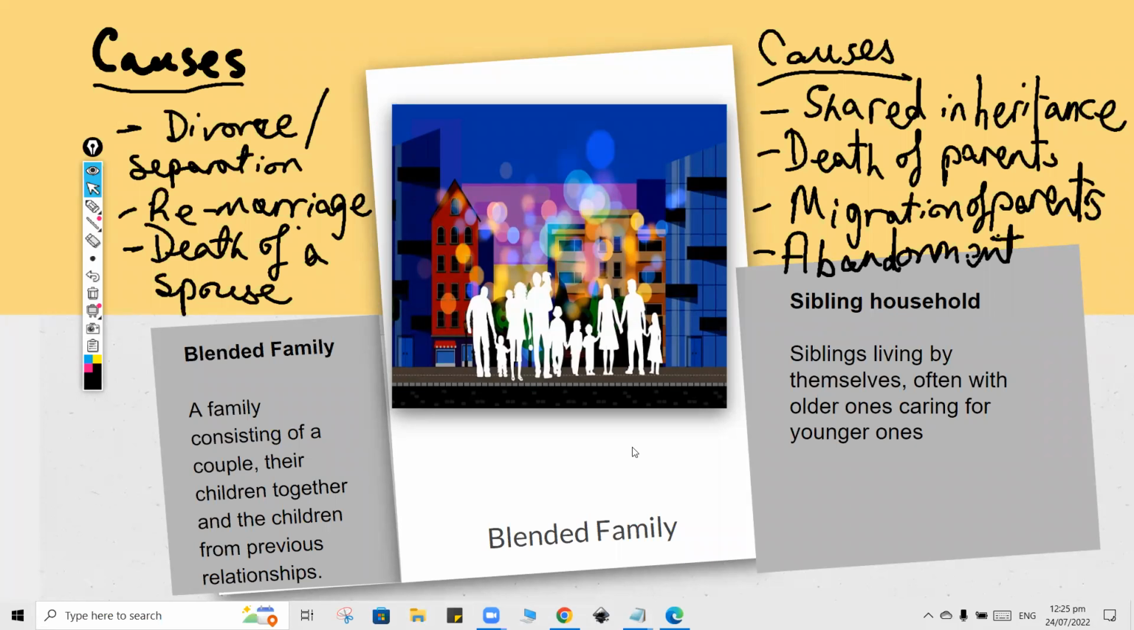Well, I'm seeing disownment. If a parent disowns both of their children, it is probably abandonment. You can't really disown a child. I think that is abandonment.